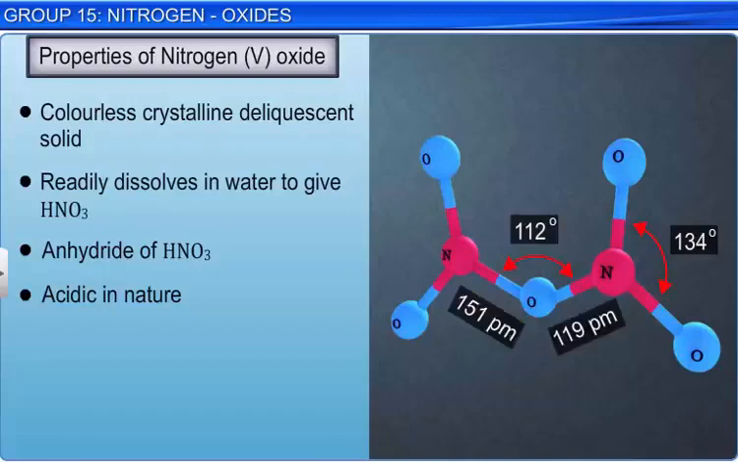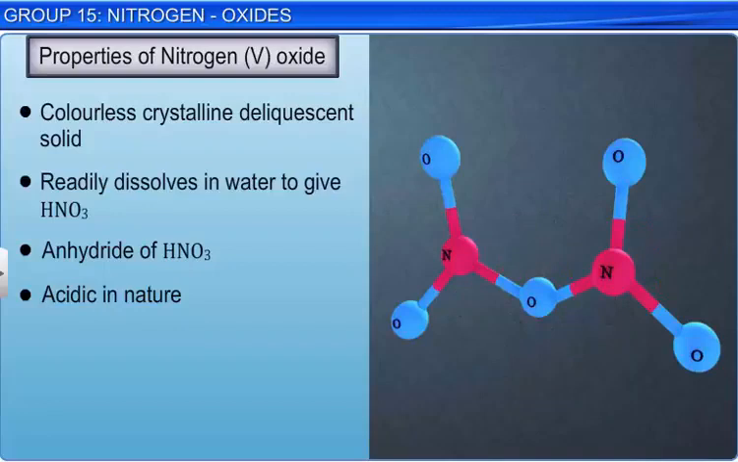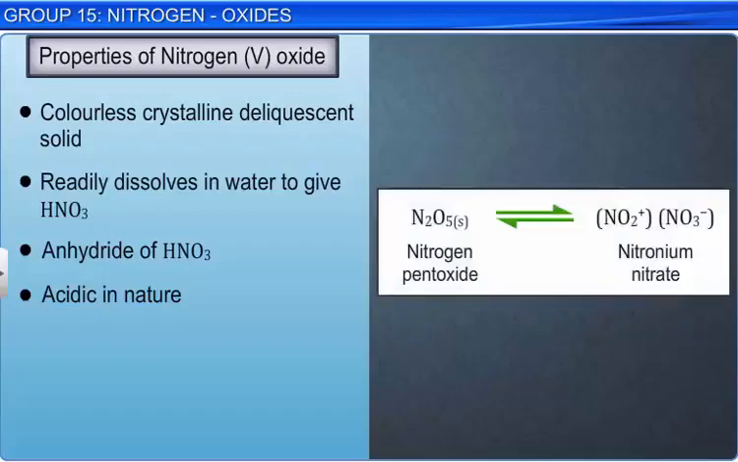This symmetrical planar structure is observed only in its vapor state, which otherwise is ionic in the solid state. The ionic solid is referred to as nitronium nitrate.